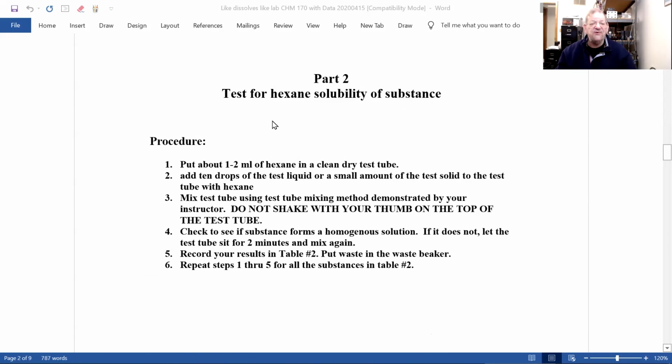Now in part 2, instead of using water, we'd use hexane. Similar to part 1, we'd put about 1 or 2 milliliters of hexane in a clean test tube, put a small amount of the liquid or solid in that test tube, mix it properly, and check to see if it forms a homogeneous solution, that means it's the same throughout, no layers. If it does, then it's soluble. If it doesn't, it's not soluble.